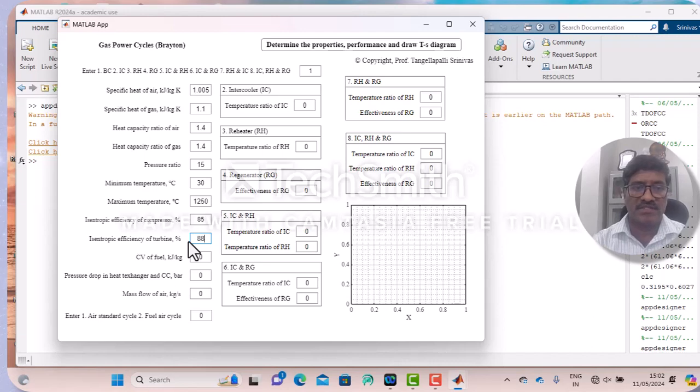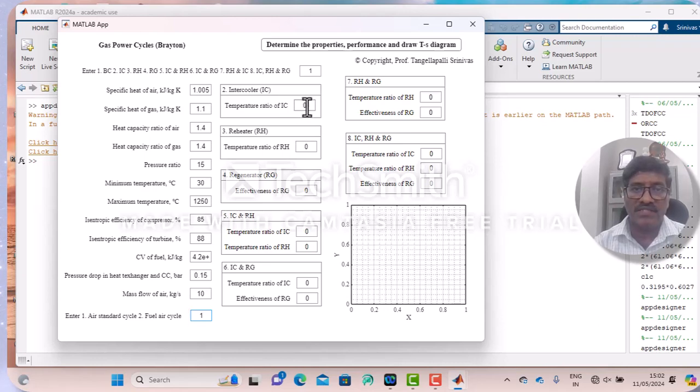The isentropic efficiency of the compressor is 85%, and isentropic efficiency of the gas turbine is 88%. The calorific value of the fuel that's supplied in the gas turbine combustion chamber is 42,000 kilojoules per kg, and pressure drop here is considered as 0.15 bar, and mass flow rate of air, that's the working fluid, is 10 kg per second. Now we have two options. One is air standard cycle, the study of air standard cycles, where mass of the fuel is neglected, or fuel air cycles where the mass of the fuel is also considered.